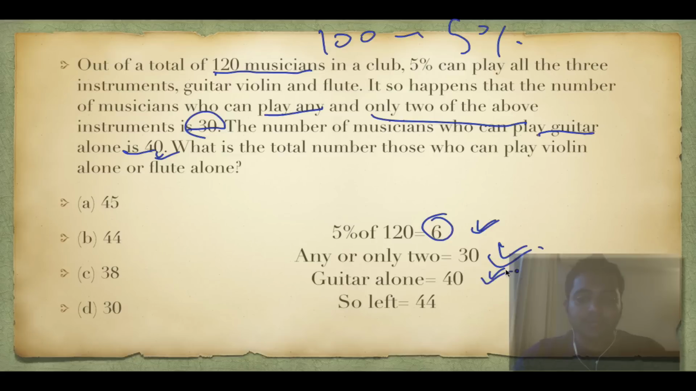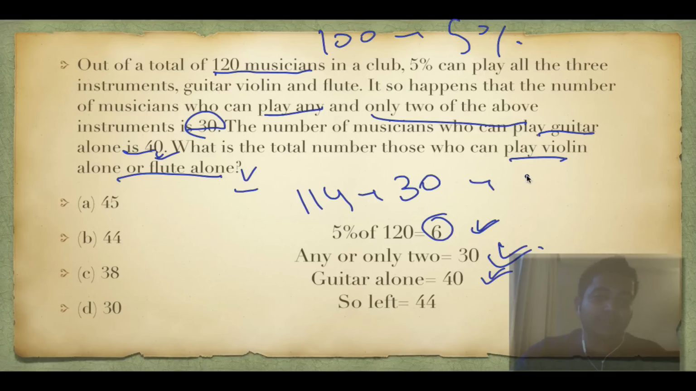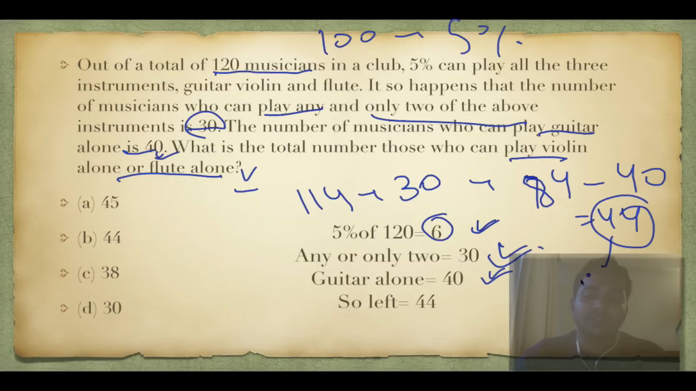Okay, 40. So what is the total number of those who can play violin alone or flute alone? So it includes both players who can play violin as well as flute. The answer is absolutely simple. 120 is the total number of musicians. 6 can play all, so 114 can play either one alone or two. If you remove 30, then only those players are left who can play only one thing. So the answer is 84, out of which if you remove the guitar-playing people, the answer becomes 44. So these 44 include flute alone and violin alone. So the answer is 44. These are the kind of stupid questions they ask.